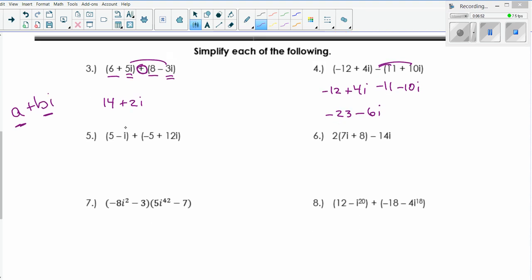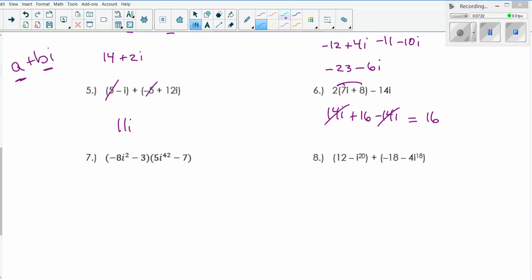Okay. Next one. I have 5 plus negative 5, so those end up canceling. I have negative i plus 12i, which just leaves me with 11i. Okay. Next one, I need to distribute before I can combine like terms. So this gives me 14i plus 16 minus 14i. Well, 14i minus 14i cancels and just leaves me with a real number of 16.